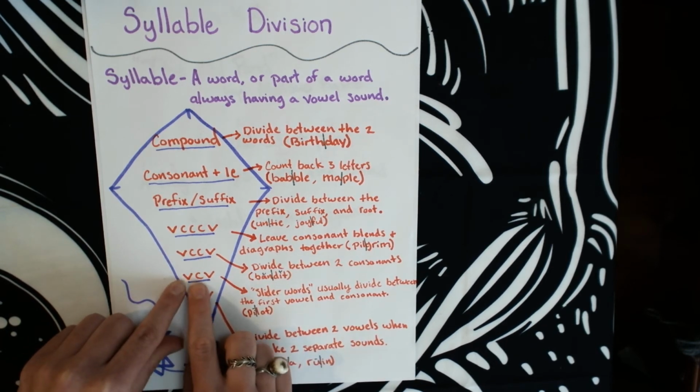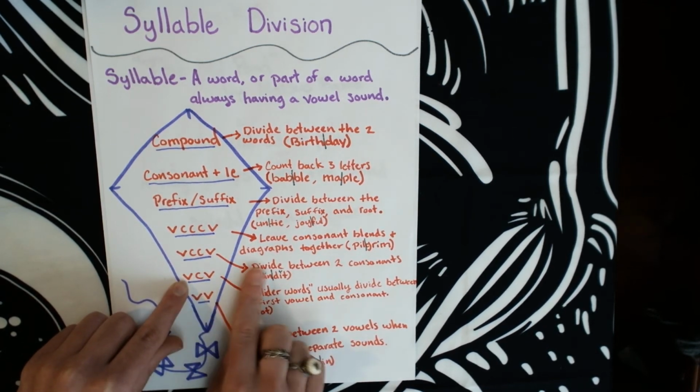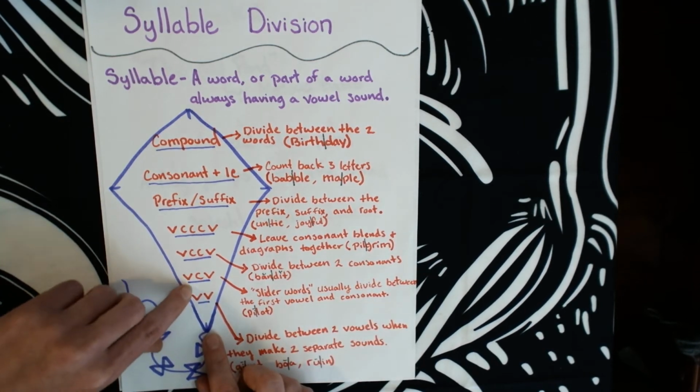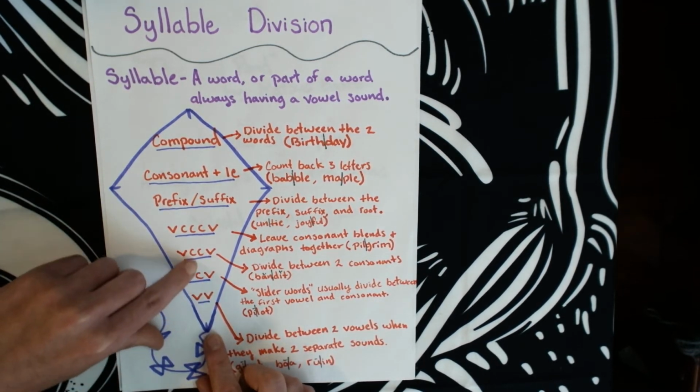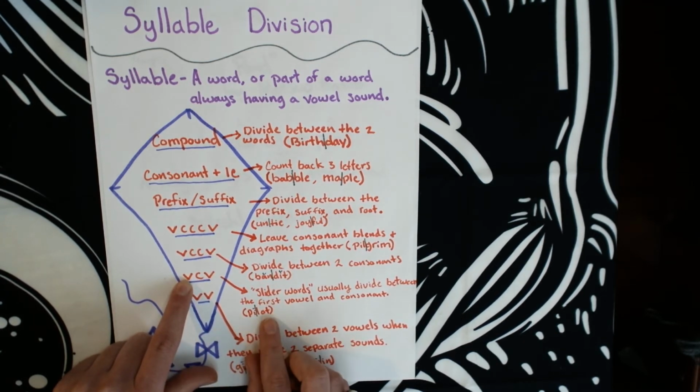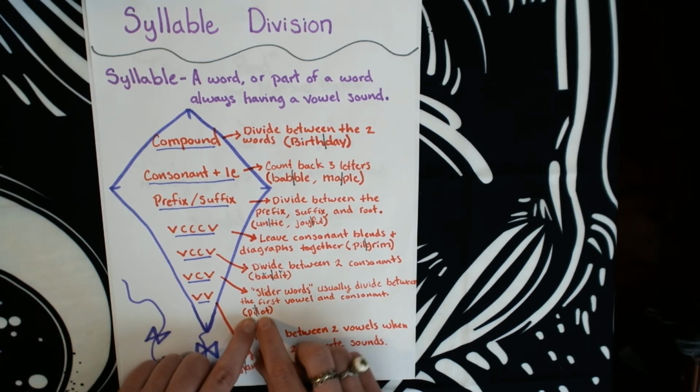We have our VCV, or our slider words. We usually divide between the first vowel and the consonant, so we would usually divide right there at first, leaving that first syllable long because the vowel is the last letter in the syllable. So let's look at the word pilot. When I find a word and I decode my vowels, I'm going to put a V under each of my vowels, and I notice that there's only one consonant in between the two vowels.